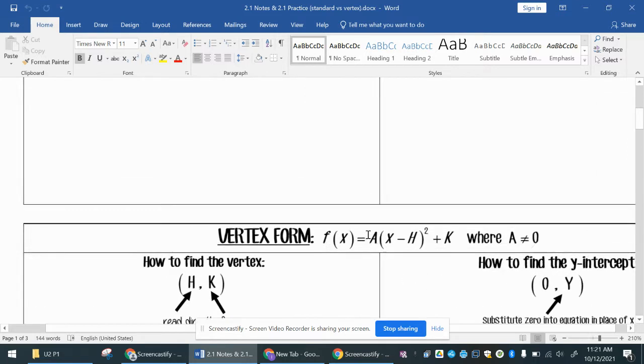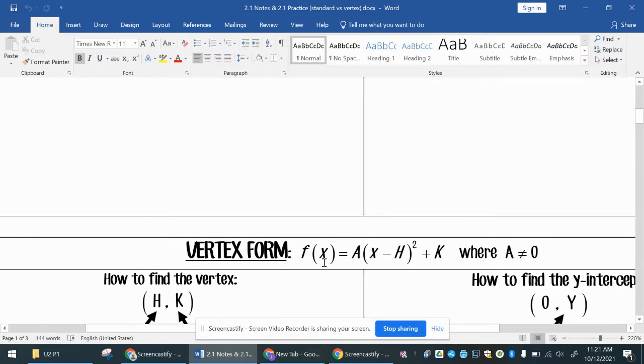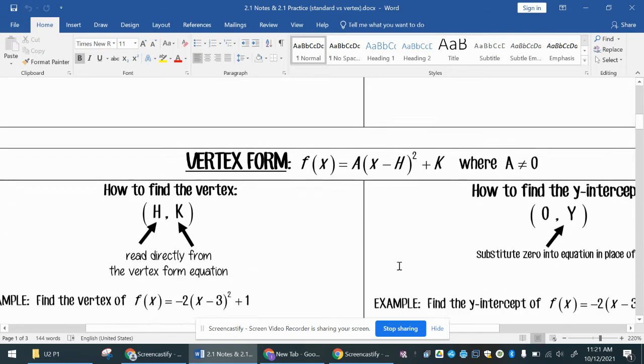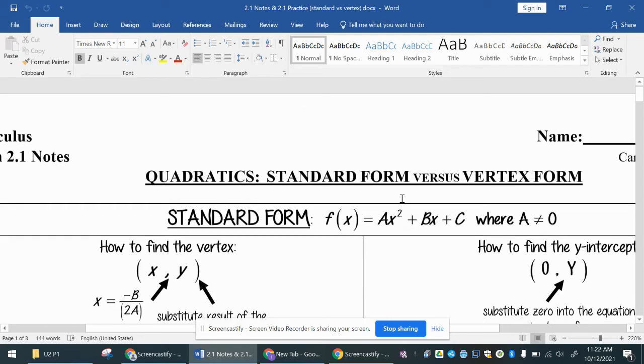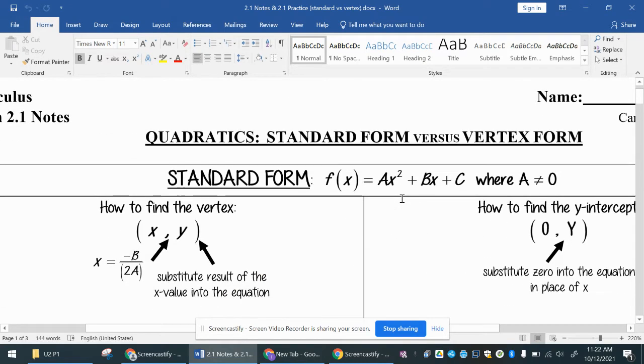Vertex form, if you look on your paper, is in the form f of x equals a, the coefficient a in front of the parentheses, then (x minus h) squared plus k. We're going to talk about vertex form in more detail in just a little bit, but if you remember when we were talking about vertical shifts and horizontal shifts, we could read them directly from the equation, which was in vertex form. But you need to be familiar with both standard form and vertex form.